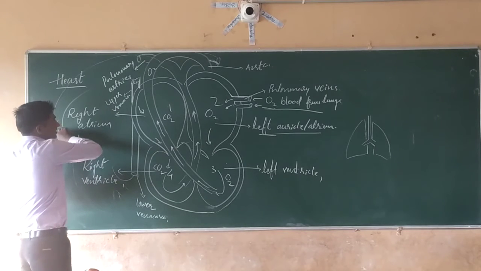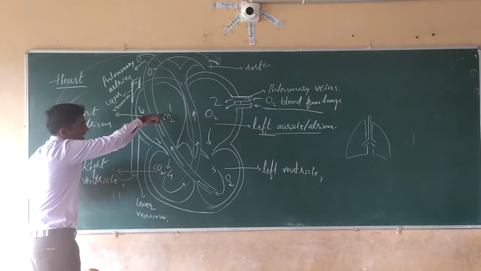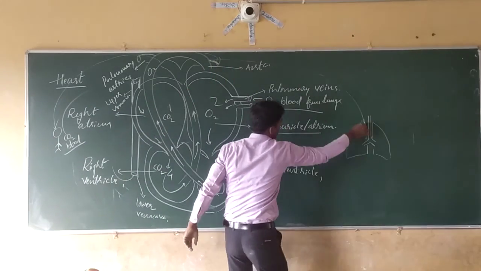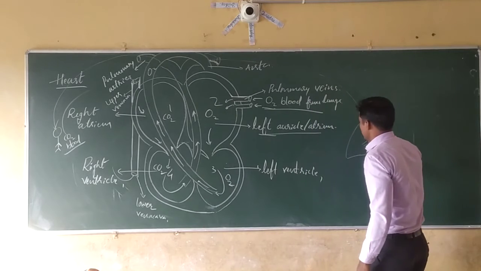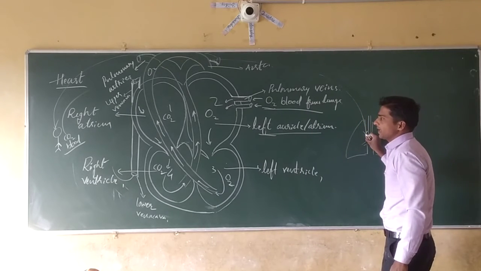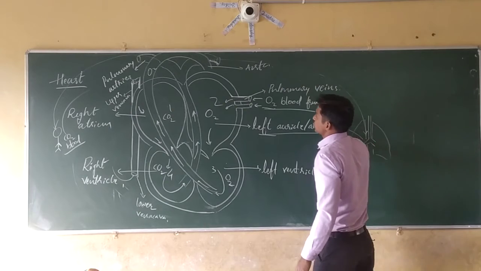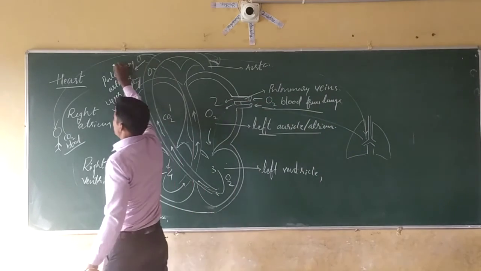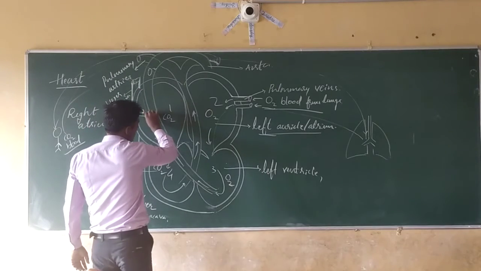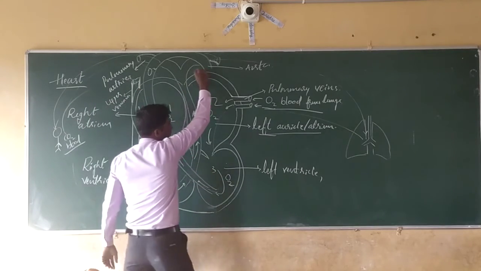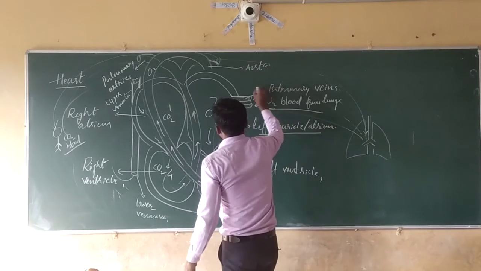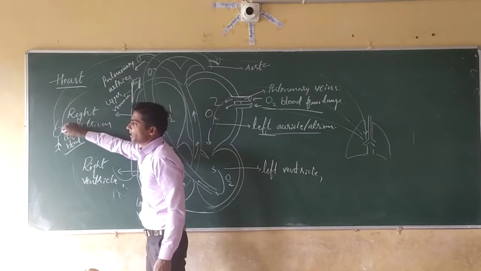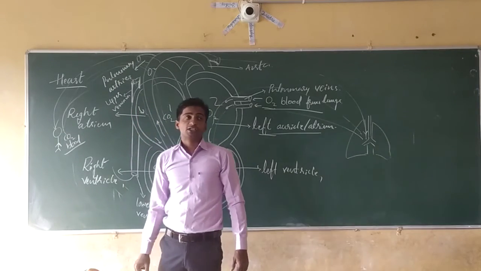Again, from the body, deoxygenated blood will enter here, and from here it will go to the lungs. Here in the lungs, the blood will be purified. Again, purified blood will go through these blood vessels, and in this way it will enter the body. From the body, it will go to the heart. From the heart, it will go to the lungs. From the lungs, again it will come back to the heart. From the heart, it will go back to the body. Like that, blood circulation is going on.